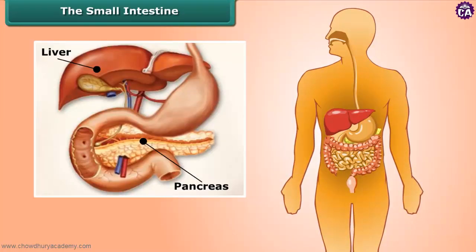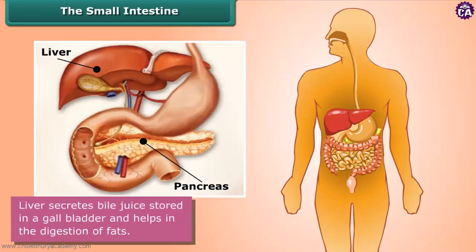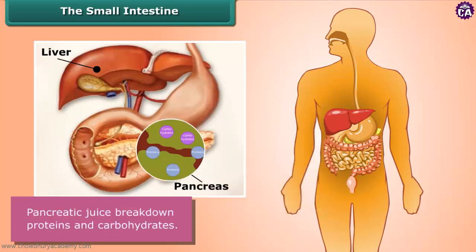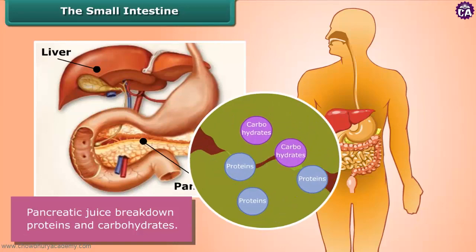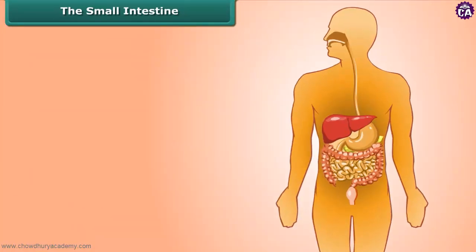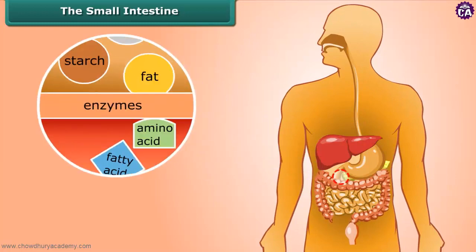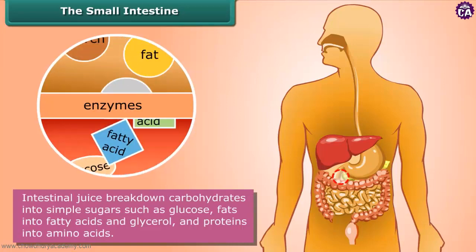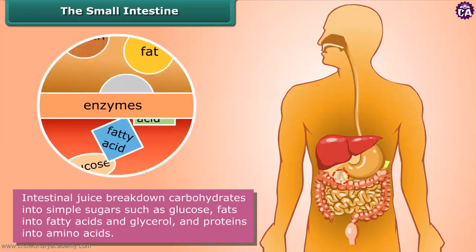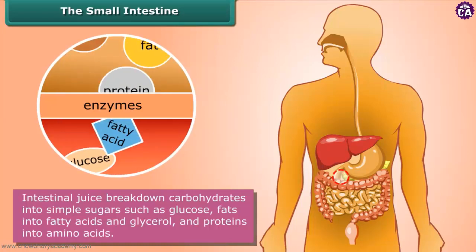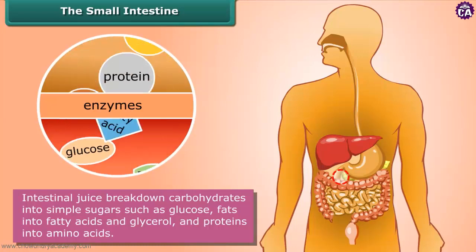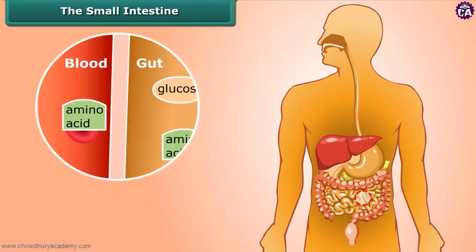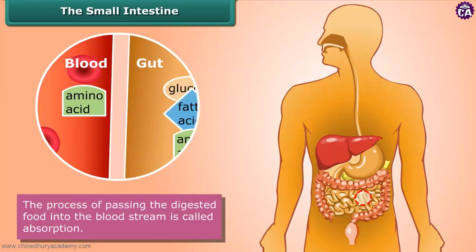Liver and the pancreas also join the digestion. Liver secretes bile juice stored in a gallbladder and helps in the digestion of fats, whereas pancreatic juice breaks down proteins and carbohydrates. After that, partly digested food reaches the small intestine and intestinal juice breaks down carbohydrates into simple sugars such as glucose, fats into fatty acids and glycerol, and proteins into amino acids, and completes the digestion of the food. Now the digested food passes into the bloodstream. We call this process absorption.